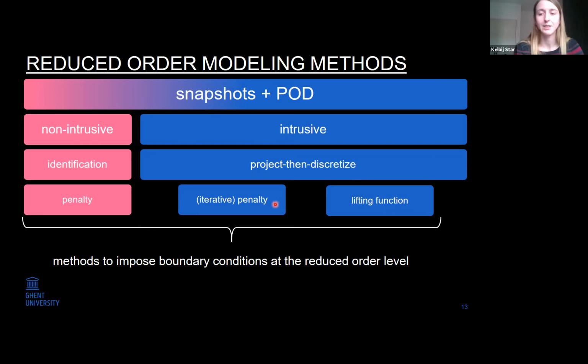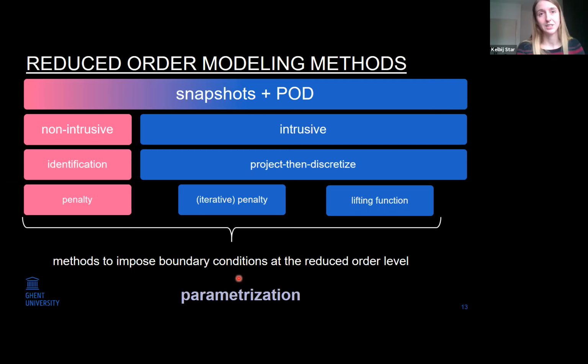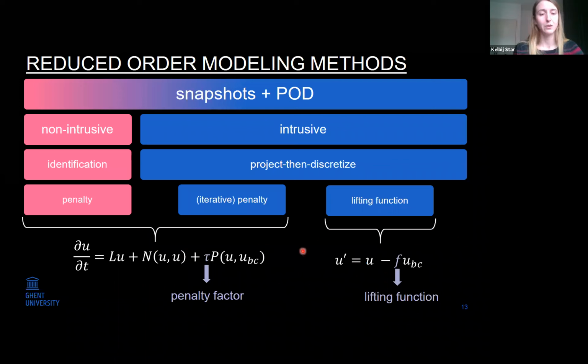On the other hand, there's the penalty method to enforce the boundary conditions, with a penalty factor. And you see I also use the penalty method over here in the non-intrusive approach. That's because not only do I need to impose boundary conditions at the reduced order level, but also for parameterization. I want to run the reduced order model for new values. In this case, my parameter is basically the value at the boundary of the domain. So I need a method to also be able to change the value of my boundary condition at the reduced order level.